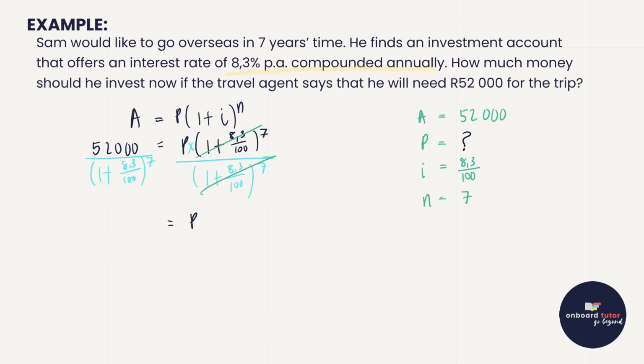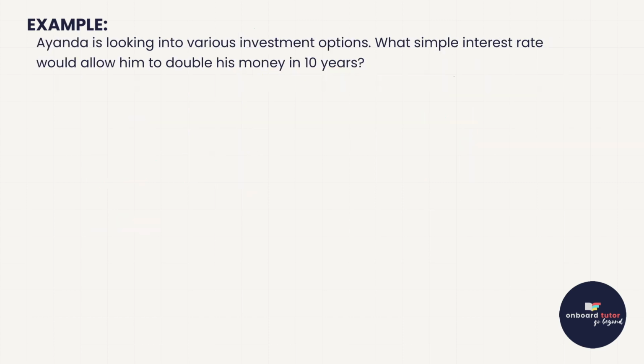And so I'm left with P on its own here on the right-hand side. Let's type the rest in. And there we get an answer. It's a money answer: 29,758 Rand and 3 cents. So that's how much money he needs to invest now if he wants to be able to afford this holiday in 7 years' time. Now let's see if we can really get our brains going.